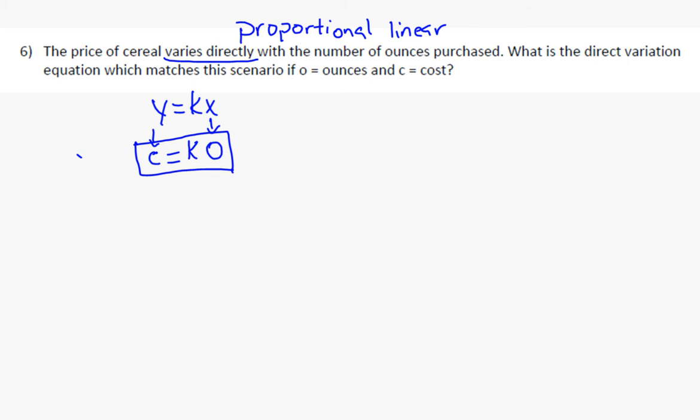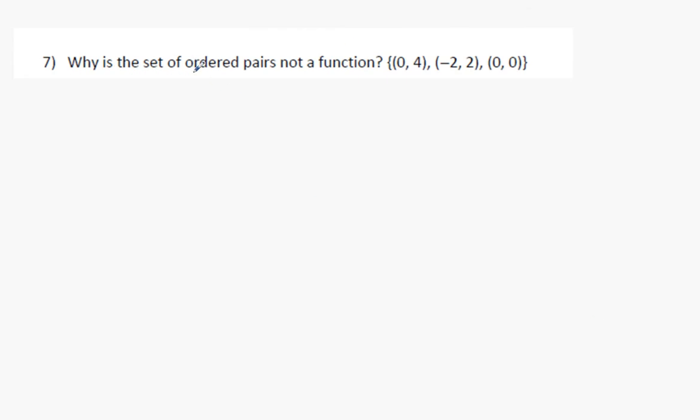Alright, number 7. Y is a set of ordered pairs, not a function. Okay, so if it's not a function, that means that x does repeat, right? Because for it to be a function, x does not repeat. So since it says not a function, x does repeat. So where does x repeat? Right there. So why is it not a function? X does repeat, 0 and 0. You're done. That's all you gotta do.